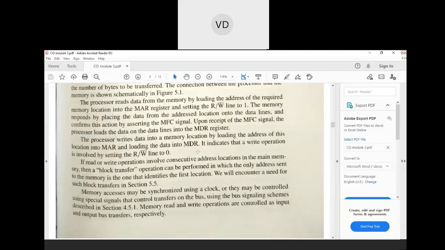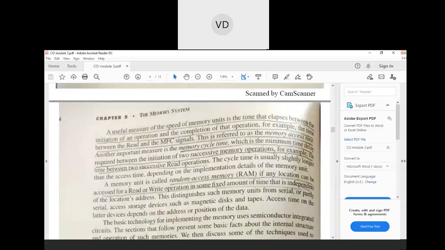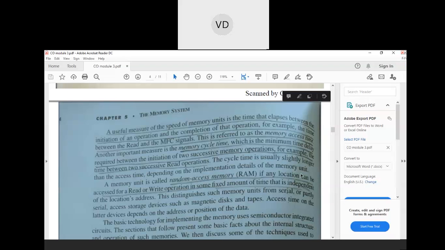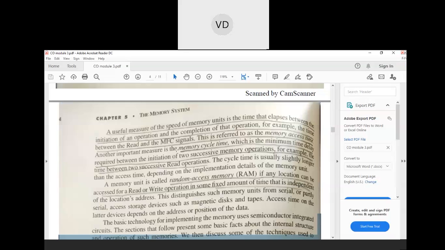So we have seen about the read write register, MAR register, and MFC signal. Now we are going to the next one. Next few concepts which are required, we have to understand about the memory access time. What is this memory access time? Memory access time is the time between the read and the MFC signal. What does it mean? Time between the read means what?